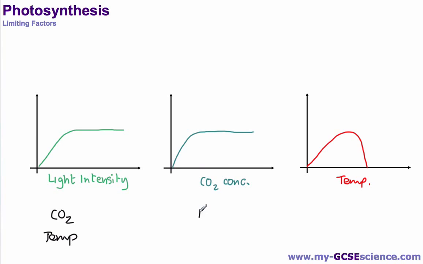For this one, temperature and light intensity must be constant, and for this one CO2 and light must be constant. And remember, the drop here is due to enzymes being denatured, the plant actually being killed by too high a temperature. Okay, so these you must be able to recognize and remember which parts are kept constant.